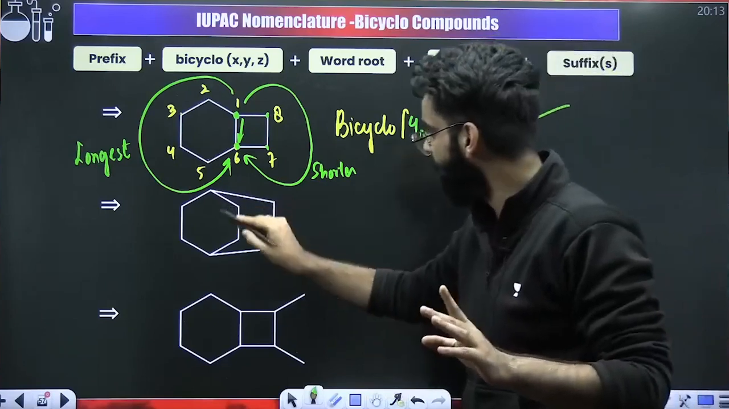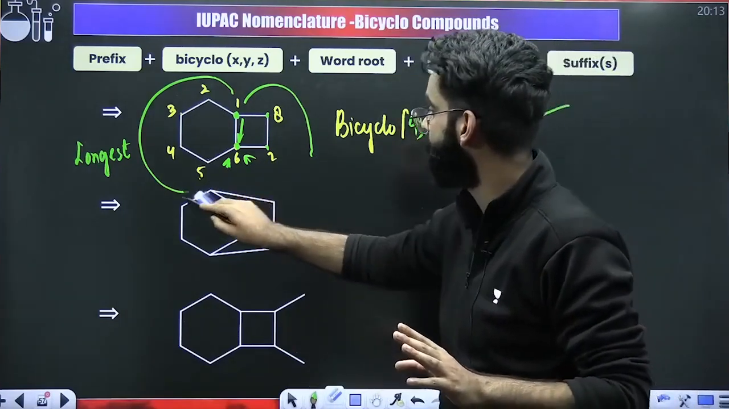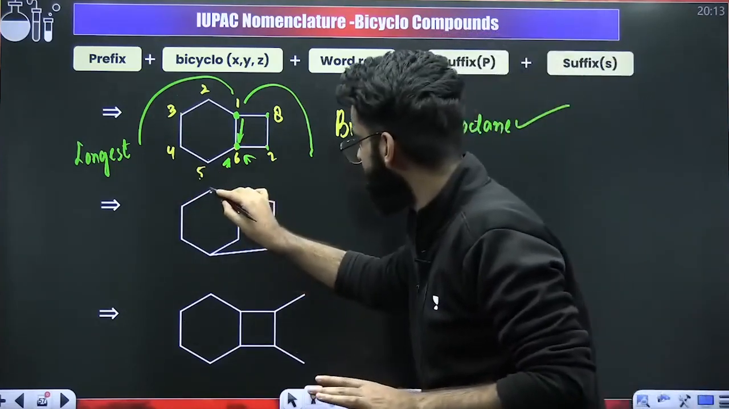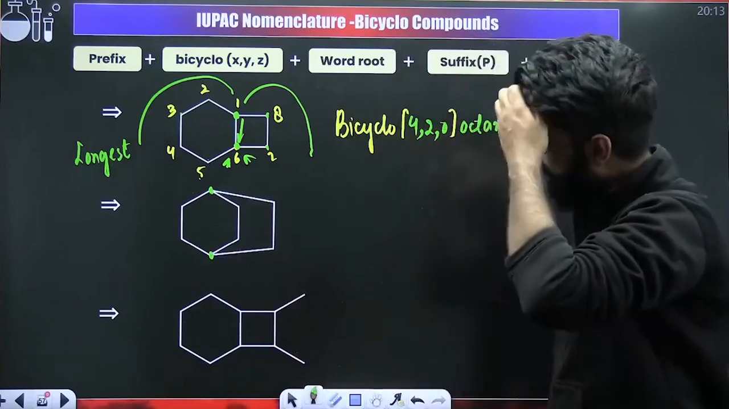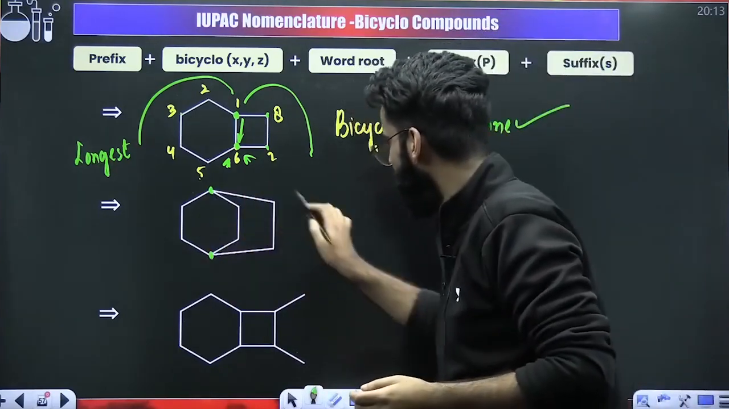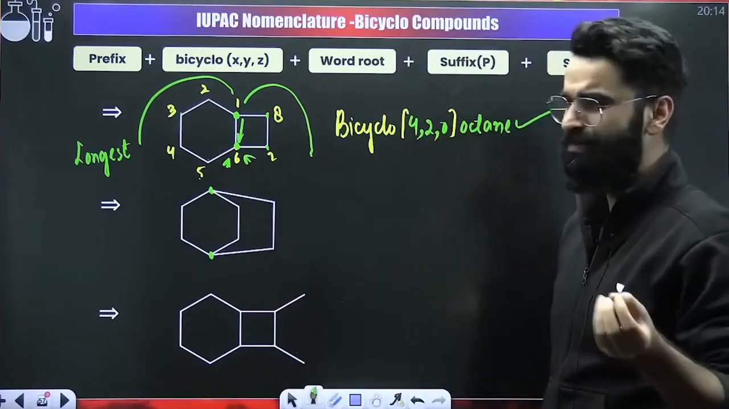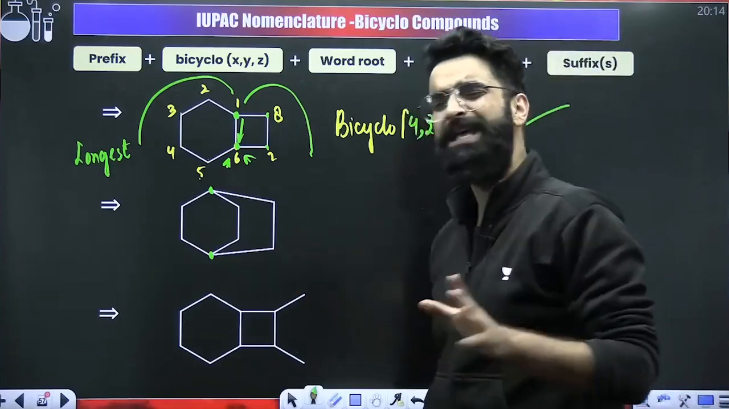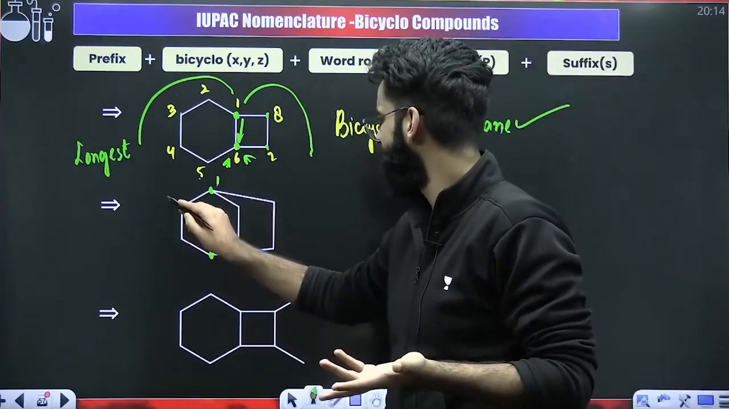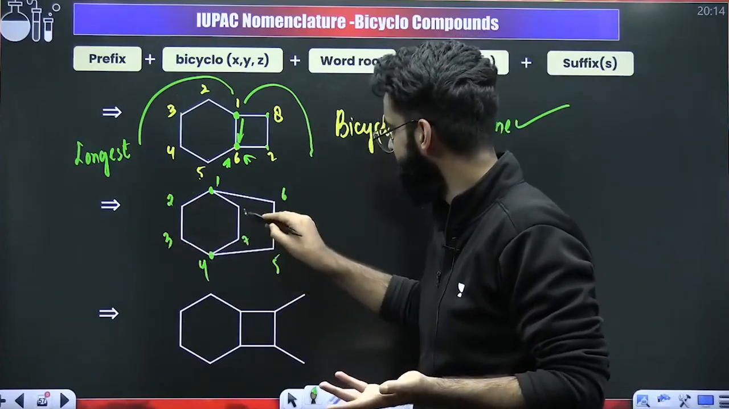Understood? For example, look at another one. Have a look properly. These two are your bridgehead carbons. Now follow the paths. One path is this, one path is this, one path is this. Over here, try to understand one simple thing: all the rings have equal size. So start from the bridgehead carbon, for example from here. This is 2, this is 3, this is 4, this is 5, this is 6. Now this is 7, this is 8.